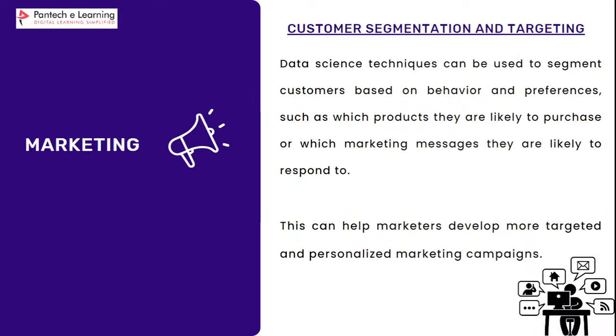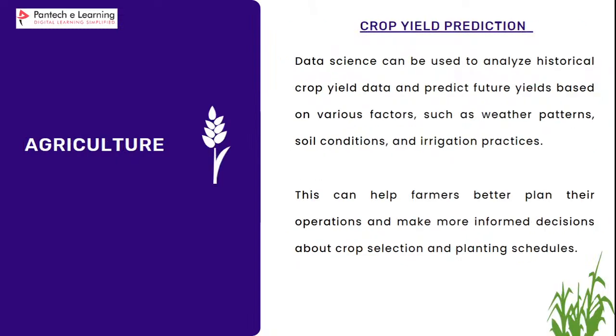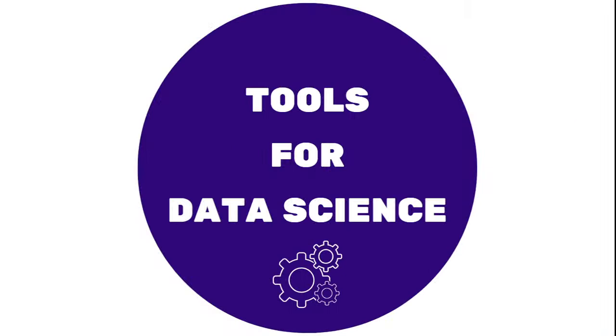And in marketing, customer segmentation and targeting, as I told you, right, in Instagram or YouTube, whatever social media you use, they collect your data and try to fine tune your app for your own purpose, so that you will be spending more time on it. So it will improve their marketing and their sales, right? And in agriculture, crop yield prediction based on weather patterns, soil condition, and irrigation practices can help farmers plan their operations better and make more informed decisions about crop selection and planting schedules.